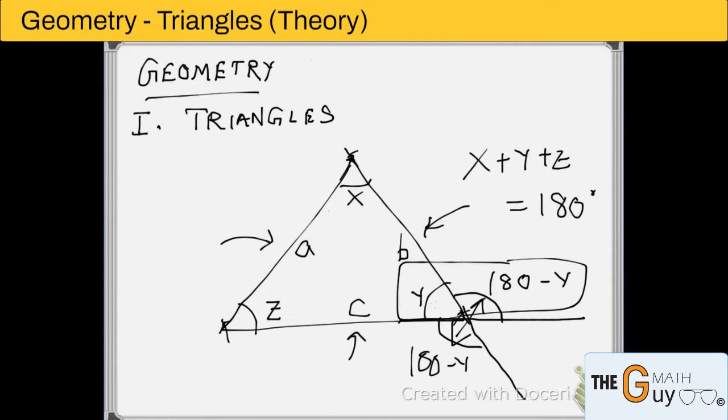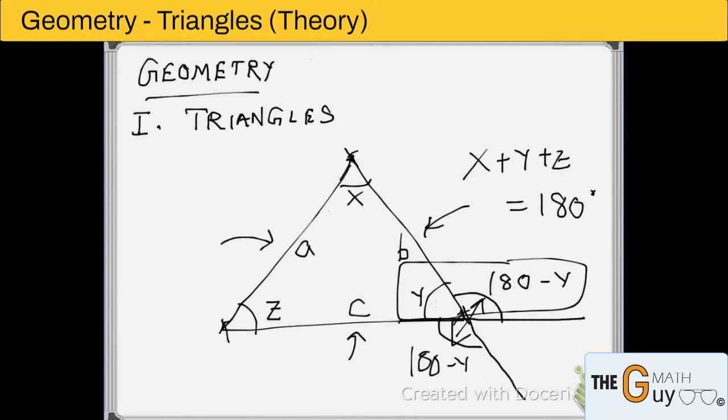The key thing you have to remember about the three exterior angles is that if you add them up, what do you get? The answer is 360 degrees. Correct. So that's what you've got to remember: when you add up the three exterior angles, 180 minus X, 180 minus Z, and 180 minus Y, you get 360 degrees.